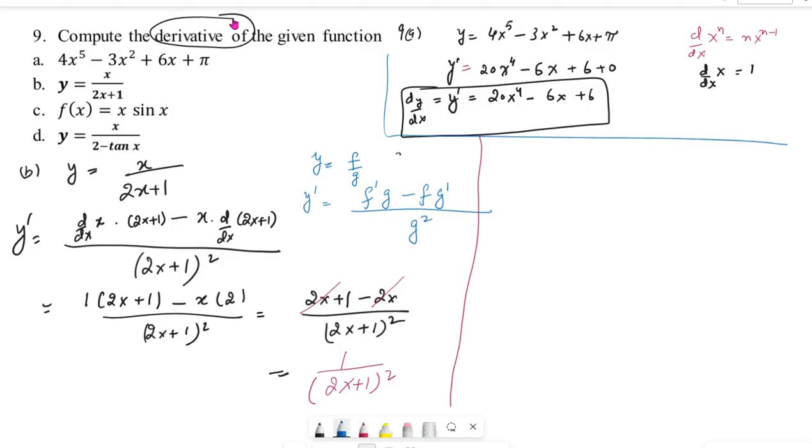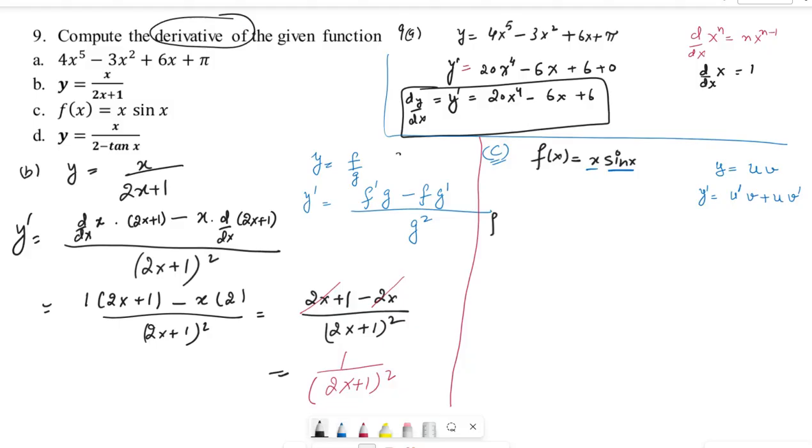Let's work on part C. Here, the function is x sine x. If you notice, this is a product of two functions. So we need to apply the product rule. If we have the product of two functions, the derivative is the first function's derivative times the second function as is, plus the first function as is times the derivative of the second function.